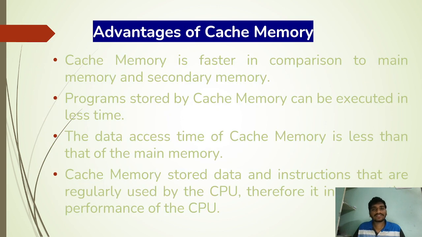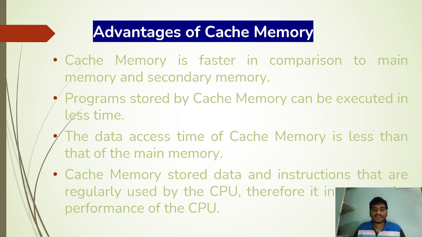Advantages of cache memory. Cache memory is faster in comparison to main memory and secondary memory. Programs stored in the cache memory can be executed in less time compared to the primary memory and the secondary memory. The data access time of the cache memory is also less than that of the main memory.